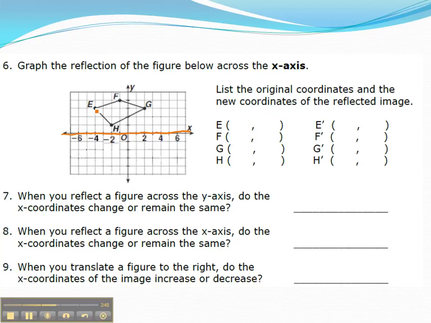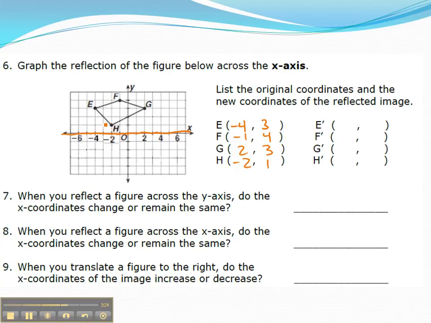So taking the original coordinates, E is at, starting at the origin, we go 4 to the left, so that's negative 4 x. And up 3, so E is at negative 4, positive 3. F is at negative 1 x, positive 4 y. G is at positive 2 x, 2 to the right, and up 3, so 2, 3. And H is at negative 2, 2 to the left for x, and up 1, so negative 2, 1.